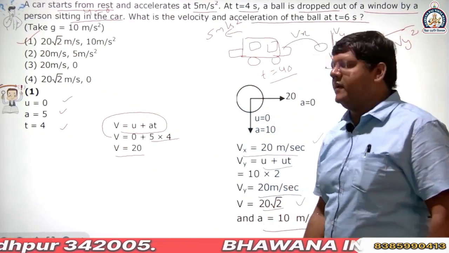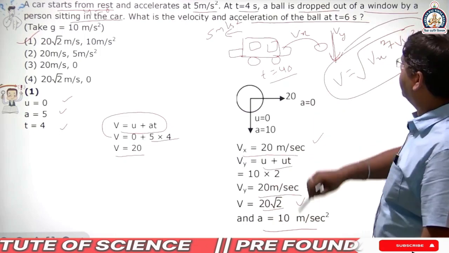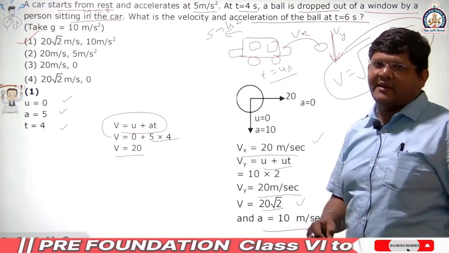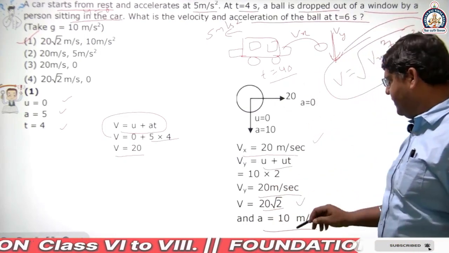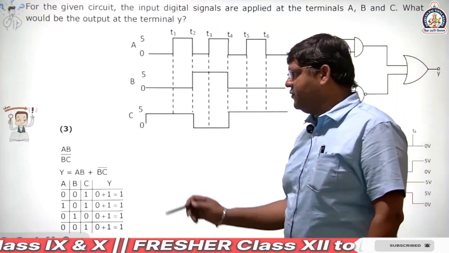We have calculated the resultant of Vx and Vy using this concept, and the acceleration will be the same as the acceleration due to gravity, that is equal to 10. Now moving to the next question.